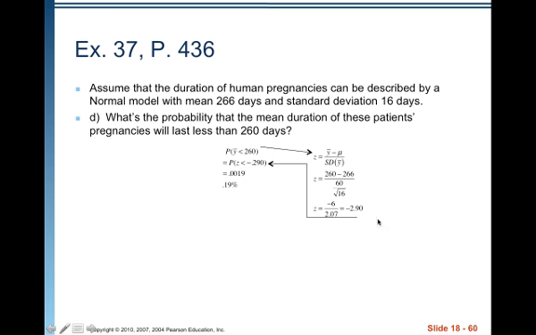Now we take that z value and plug it in. Since we had y bar less than 260, that's less than 260 days, we write an analogous statement using z. So we want the probability that z is less than negative 2.90. And so that gives us 0.0019, so 0.19%.